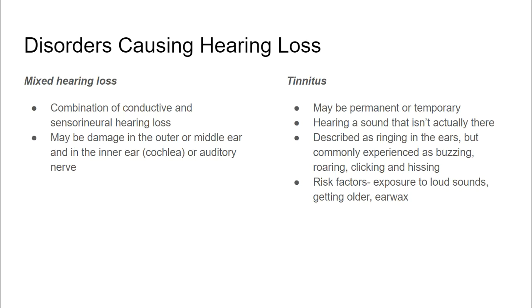Mixed hearing loss is a combination of both conductive and sensorineural, and it may be damaged in the outer or middle ear, or in the inner ear or auditory nerve.